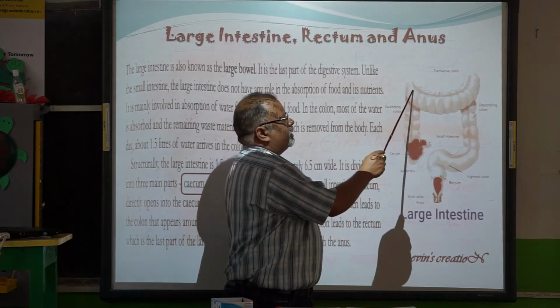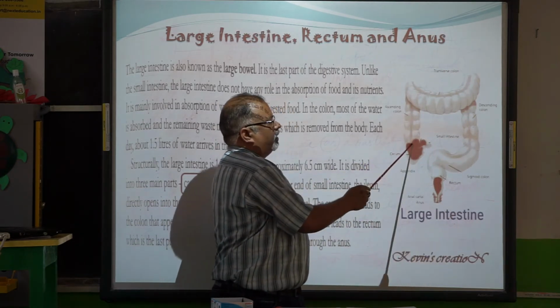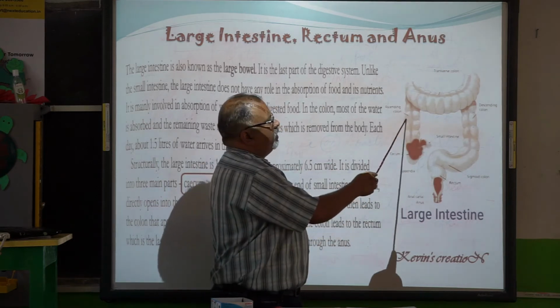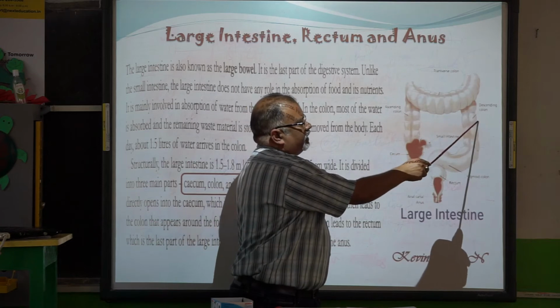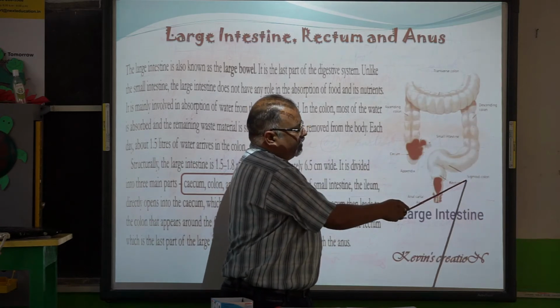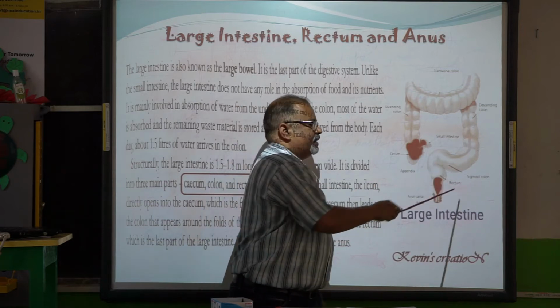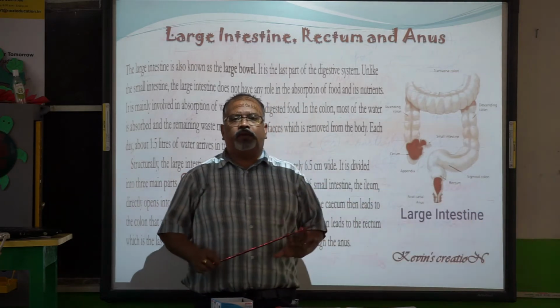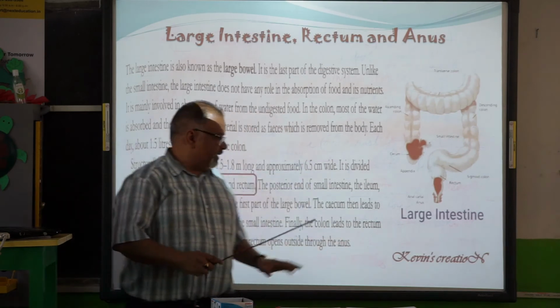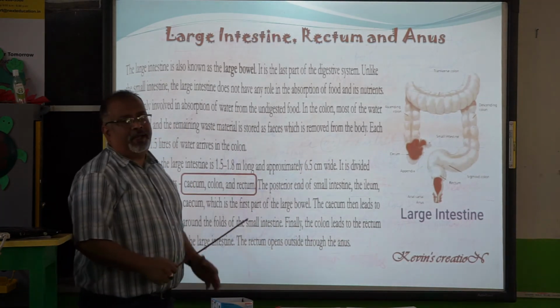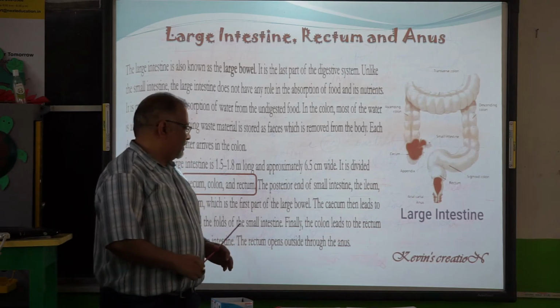Now I told you this whole thing is colon. When you go to the higher classes, you will come to know this is called ascending colon, transverse colon, descending colon, and sigmoid colon. Okay, there is a curve. That is why it is called sigmoid colon. For you, it is necessary to know only this: cecum, colon, and rectum. These are the main parts of large intestine.